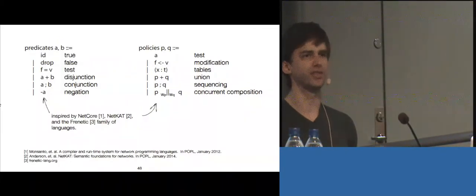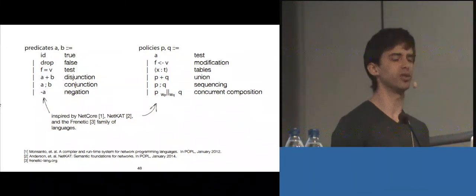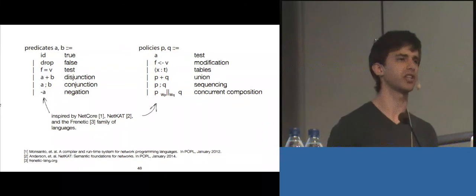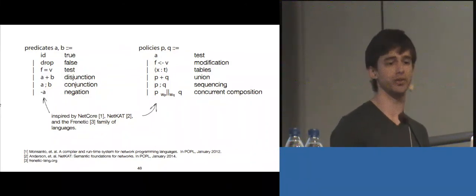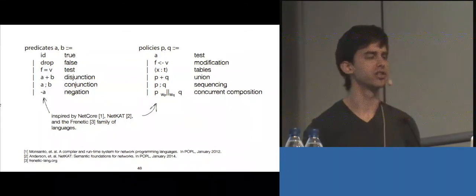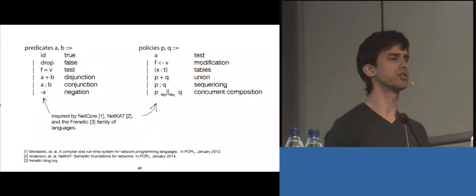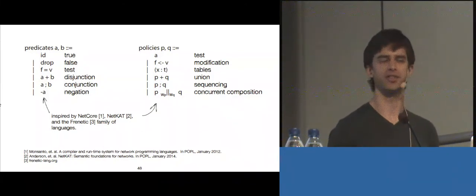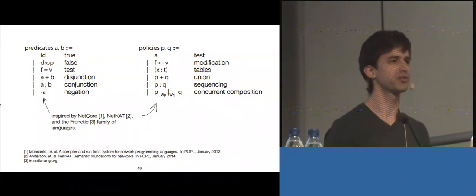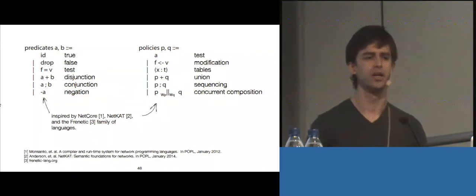Okay, so I've talked a little bit about the syntax of this language by example. Here it is all in one place. Predicates form a Boolean algebra. The basic test is a test on fields. Does this field equal this particular value? Policies are predicates, modifications, tables, union, sequencing, and concurrent composition. This is drawn heavily from the Frenetic family of languages, rather, that are used for configuring the behavior of software-defined networks as a whole.